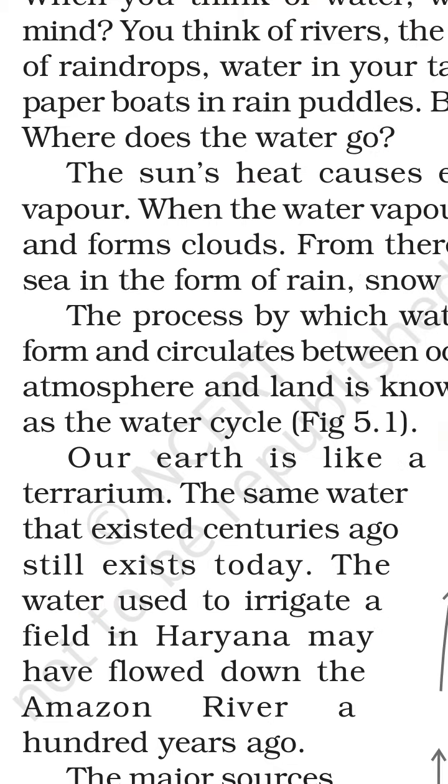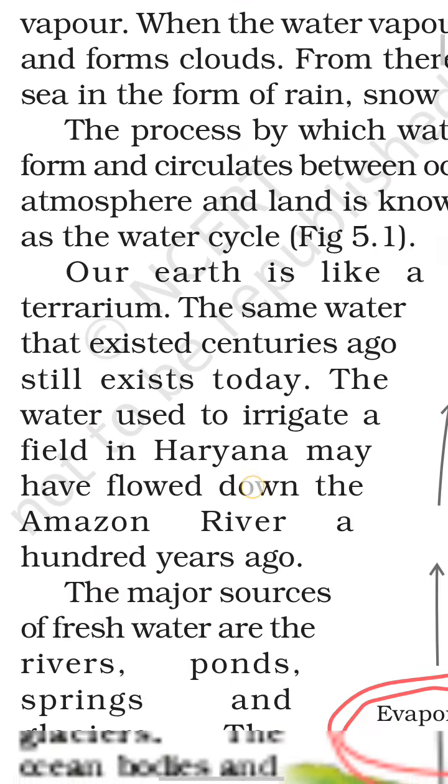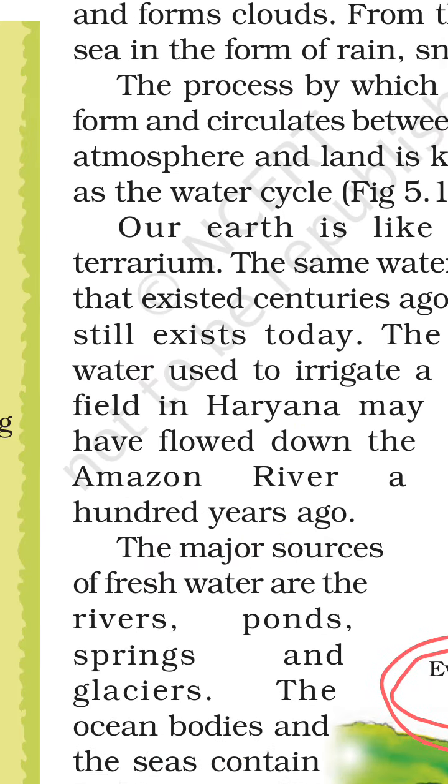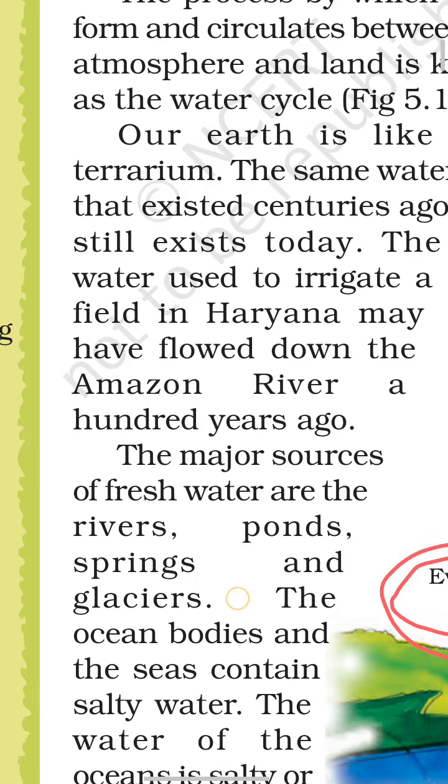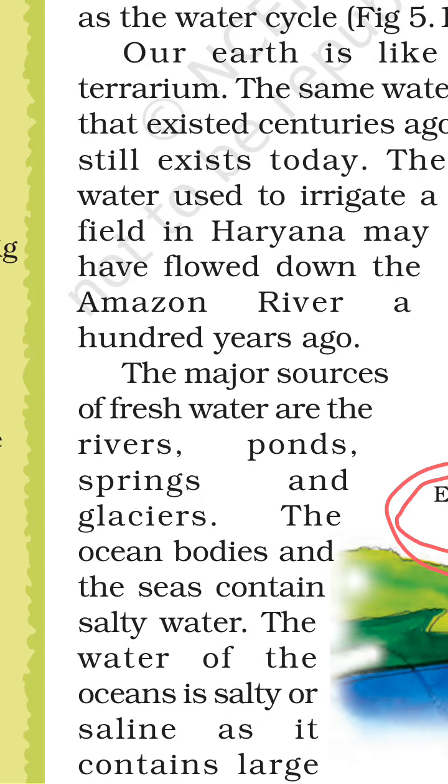The major sources of fresh water are rivers, springs, ponds, etc. Water is also found in oceans and seas, but that water is saline because it contains a large amount of dissolved sodium chloride, and sodium chloride is the main ingredient of common salt. So we make salt from ocean water.